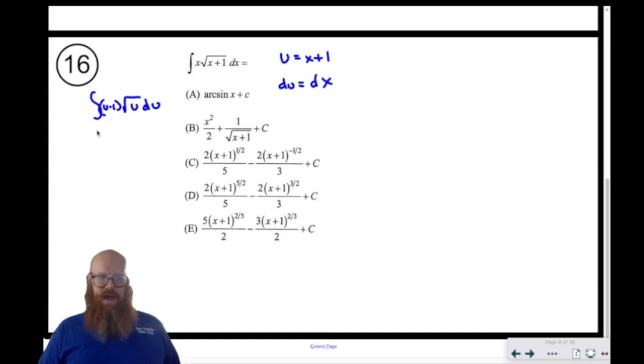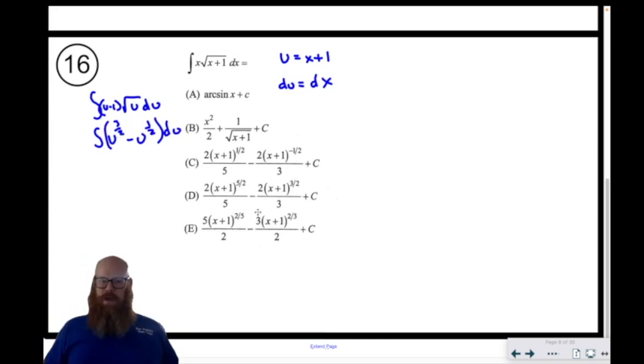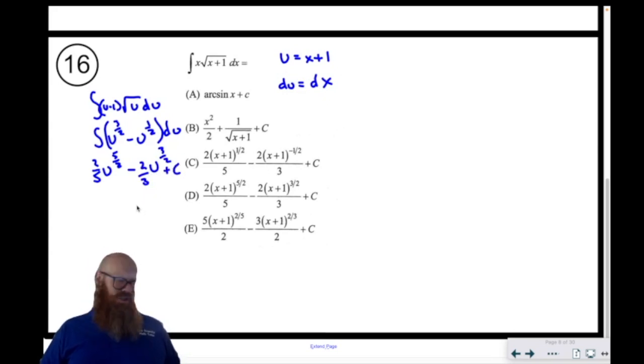So I get that. Now I'm going to do a little bit of algebra. Well, u is u to the 1/2, so u times u to the 1/2 is u to the 3/2, minus u to the 1/2. Now I'm just going to integrate with respect to u. Well, u to the 3/2 is going to be u to the 5/2, and then when I divide by 5/2, that's going to make 2/5. And then when I add 1 here, I'm going to get u to the 3/2 but I'm going to multiply by 2/3, and I'm going to have a plus c, and I'm going to stop there because I just need to find the answer where I substitute back in x plus 1, and that is clearly D.